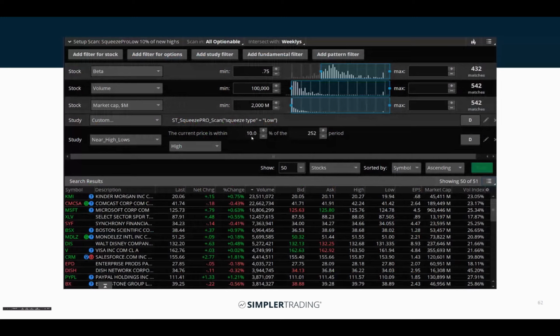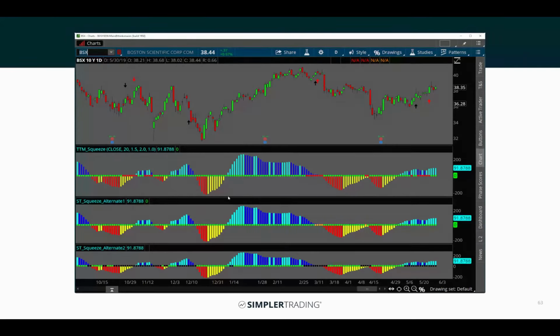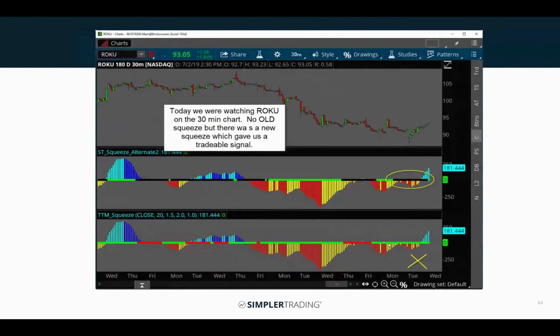And so that's kind of nice too, is that you can set it up for, of course, whatever color dot you want. Red dot squeezes, black dot squeezes, orange dot squeezes, and you just press the button, and that gives you kind of your watch list for the day, and that's helpful. BSX, good example there.